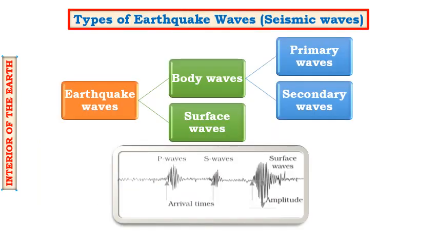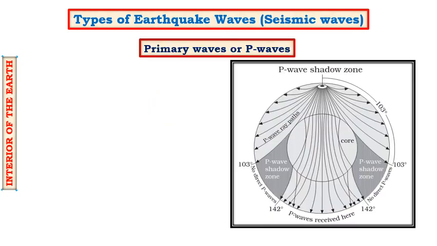Okay, guys, the types of earthquake waves that are generated when there is an earthquake, these waves can be divided into two parts: body waves and surface waves. Guys, body waves can further be divided into primary and secondary waves. Okay, earthquake waves, body waves, surface waves. Body waves inside the body, surface waves which come to the surface of the earth. Body waves can be primary, they can be secondary.